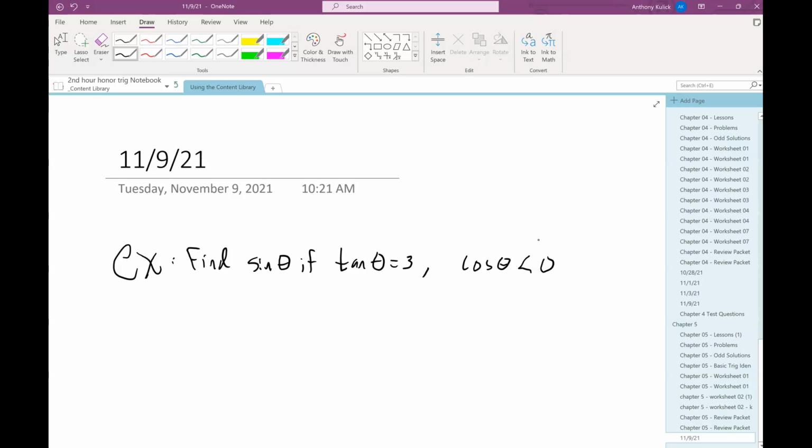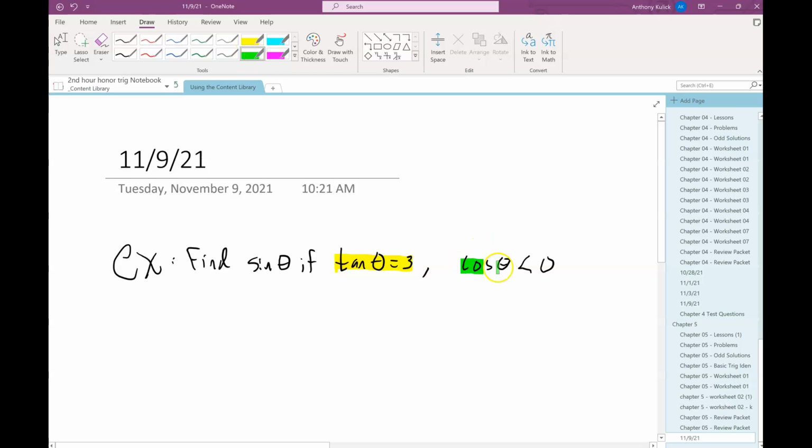So let's say we're asked to find the value for sine theta if tangent theta is 3 and cosine theta is negative. And we're going to do this using identities. So we know the value for tangent, so whatever identity we're going to choose to use certainly has to have tangent in it, right? Because that's the only piece that we really know about.